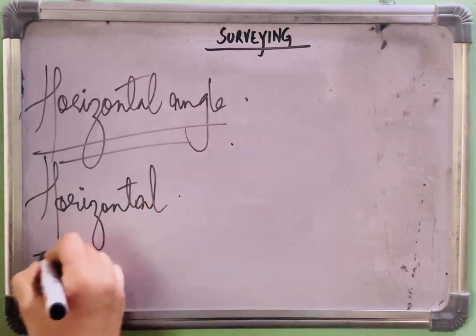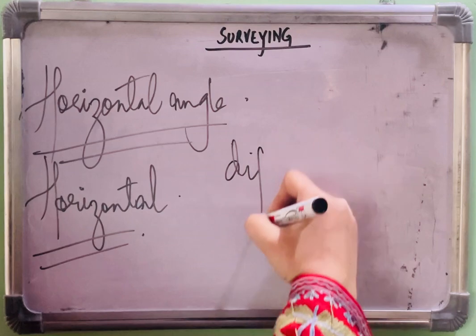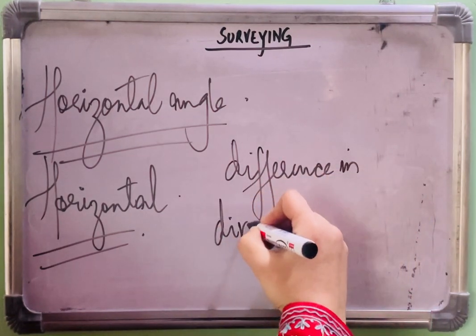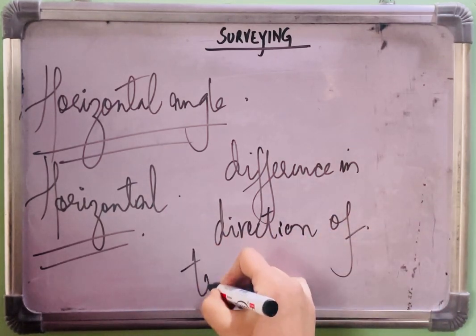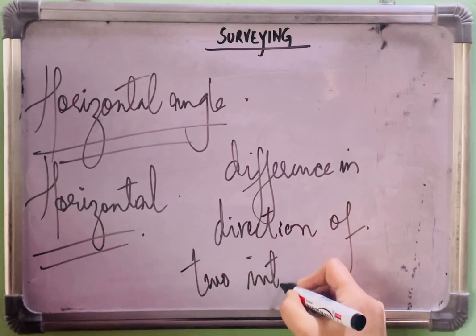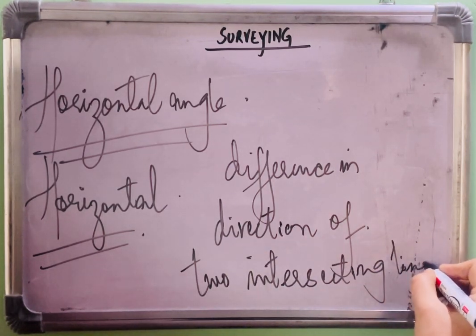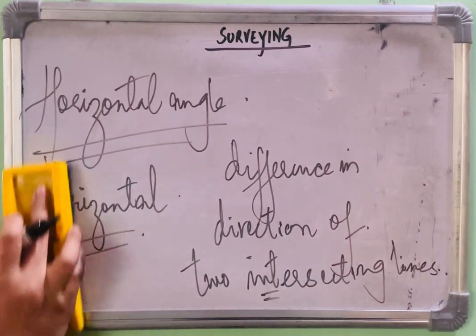How is angle defined? Can you tell me? Angle is basically the difference in direction of two intersecting lines. So a horizontal angle is measured between two lines in a plane that is horizontal at that point.